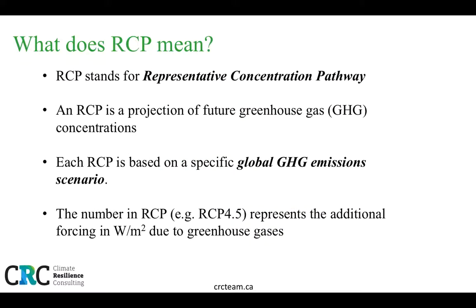So what does RCP mean? RCP stands for Representative Concentration Pathway, and it's a projection of future greenhouse gas concentrations in the atmosphere. Each RCP is based on a specific global greenhouse gas emissions scenario. The number in RCP, for example RCP 4.5, represents the additional forcing in watts per square meter due to the additional greenhouse gases in the atmosphere.